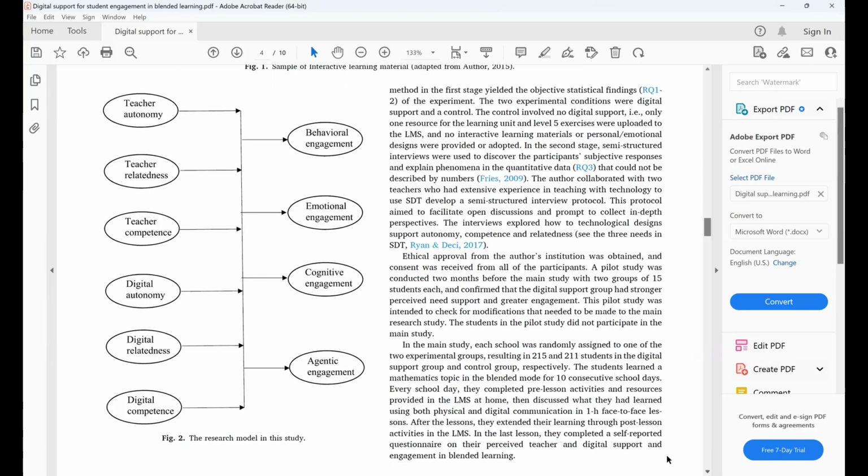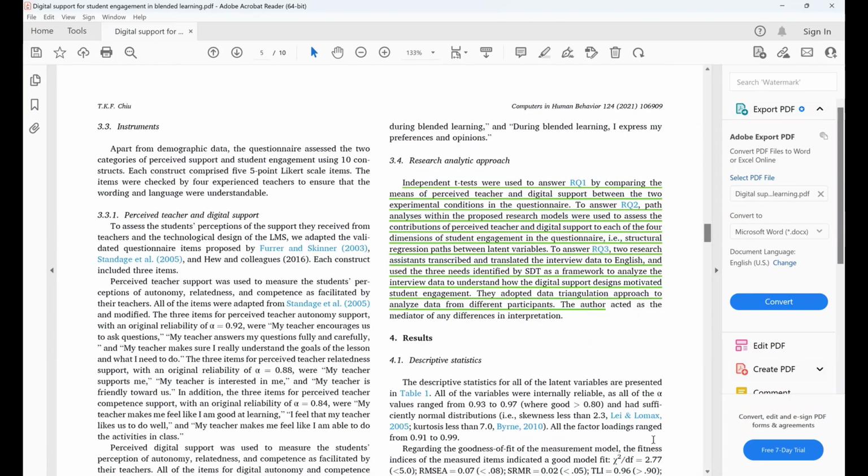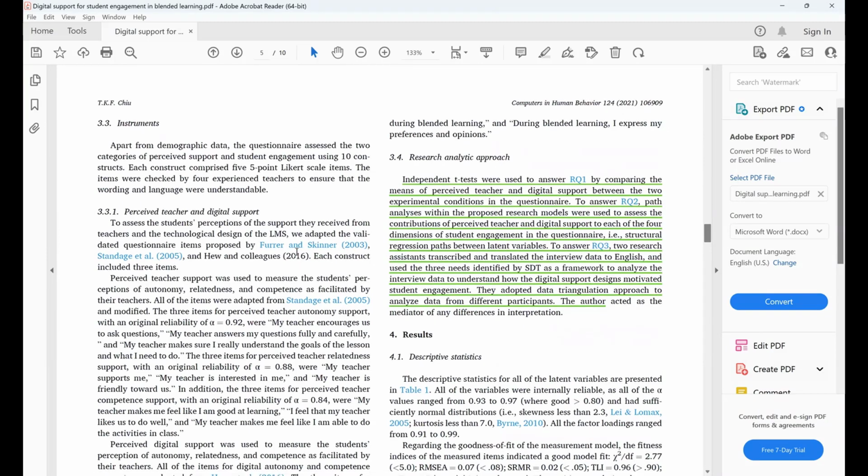Another thing is that they talk about all the procedures, including how they got ethical approval. Because this is a mixed method, they also have to report the quantitative part: what they measure and how they collect the quantitative data. In this paper, they use a questionnaire, so they have to talk about the questionnaire.